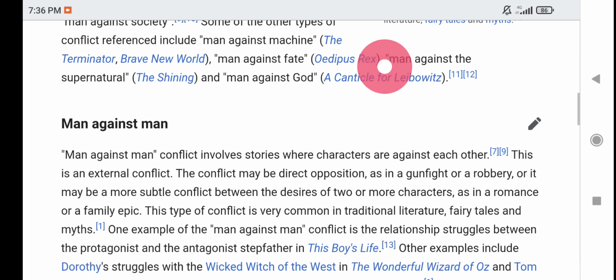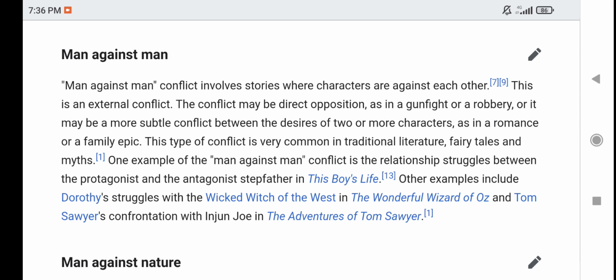Man against man. Man against man conflict involves stories where characters are against each other. It is an external conflict. The conflict may be direct opposition, as in a gunfight or a robbery, or it may be a more subtle conflict between the desires of two or more characters, as in a romance or a family epic. This type of conflict is very common in traditional literature, fairy tales and myths.